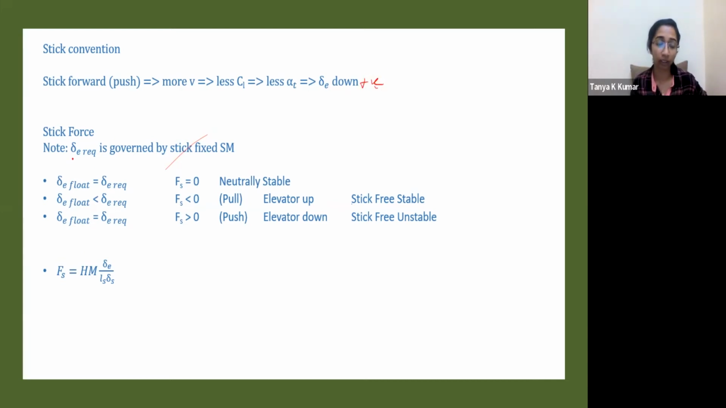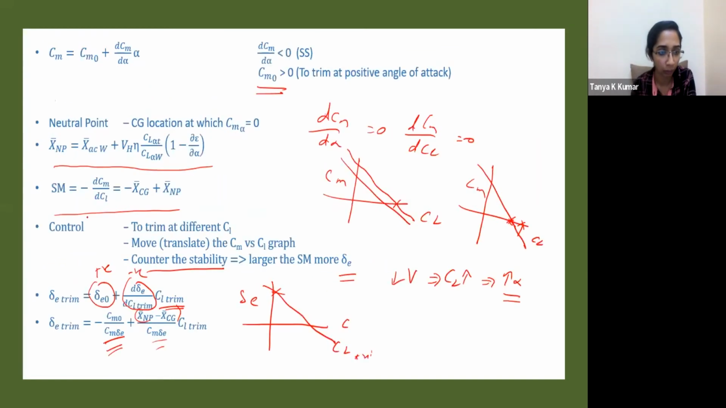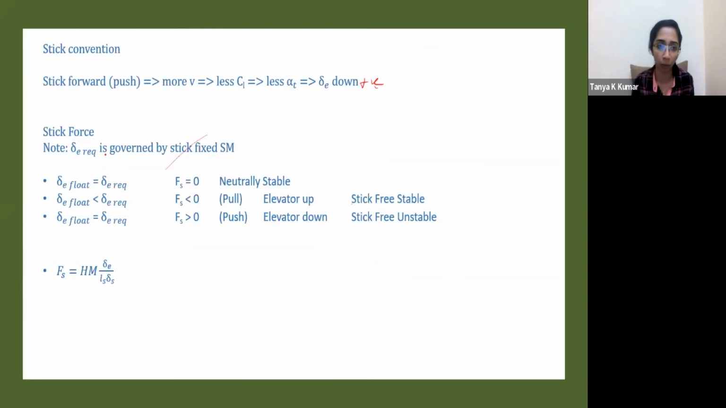Now, stick force. Prior to jumping into this, we need to know that the delta E required to trim the aircraft depends on this quantity, and that is for a stick fixed case. Irrespective of what the question says or what we need to find out, this delta E trim, how much we need to deflect the elevator to fly at a given CL, depends on the static margin, the dCM by dCL of a stick fixed case. This neutral point is for the stick fixed case, so we need to remember that. So delta E required is governed by the stick fixed static margin, the stick fixed neutral point.